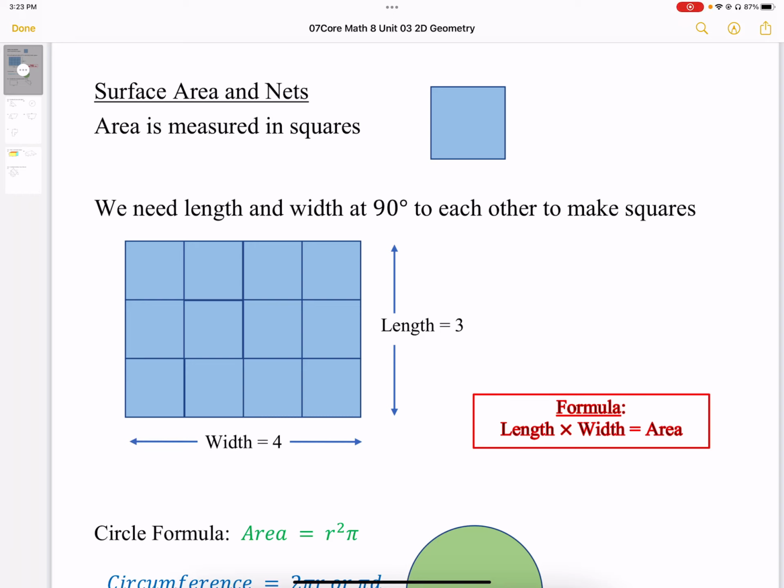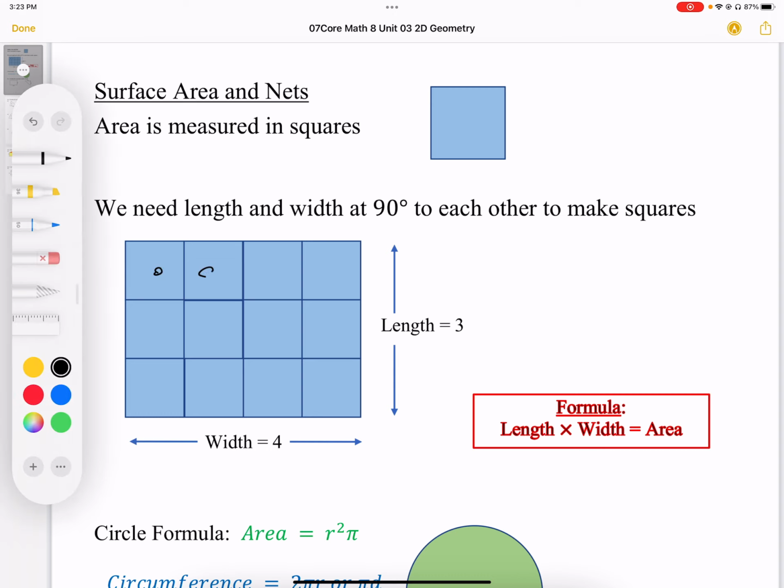One of the key ideas in this unit is that when we're talking about area, we need squares. We're measuring squares. So the formula we use is length times width equals area. And as long as the length and width are 90 degrees to each other, we get squares, which then allows us to calculate area. So if I have a length of 3 and a width of 4, I have 1, 2, 3, 4, 5, 6, 7, 8, 9, 10, 11, 12 squares of area.